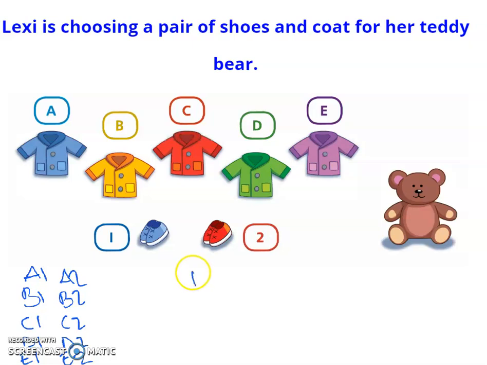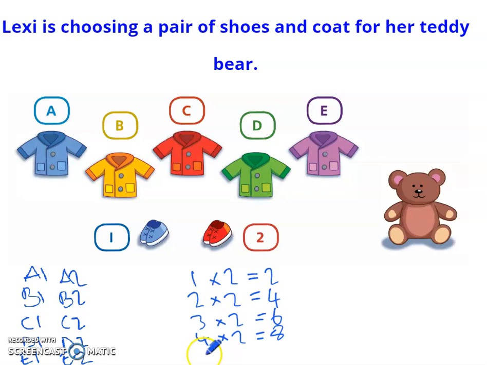So for coat A, I have the possibility of 2 different outfits. If we look at coats A and B together, it gives me 4 different outfits. Coats A, B and C will give me 6. Coat A, B, C and D to give me 8. And coats A, B, C, D and E, 5 coats, to give me 10. So it means that with 5 coats and 2 pairs of shoes, we have 10 different outfits that can be worn.